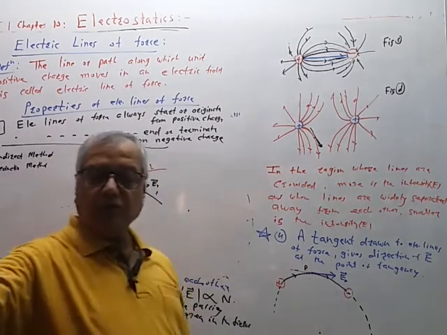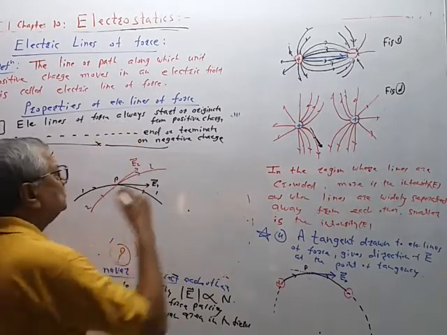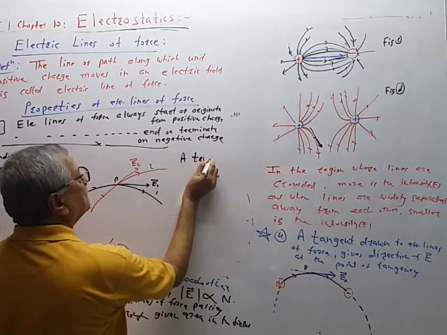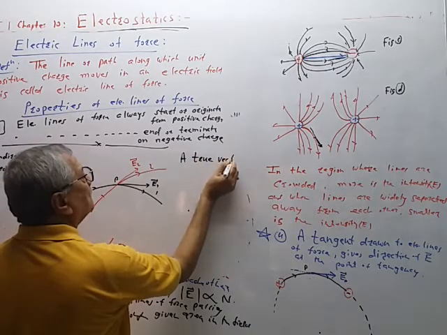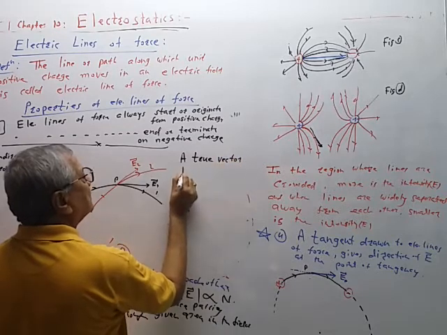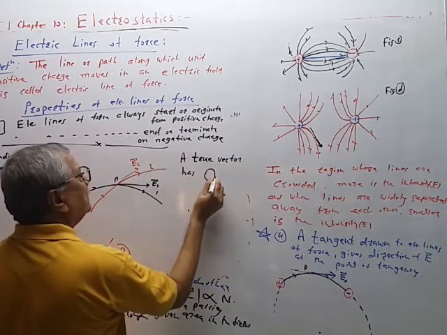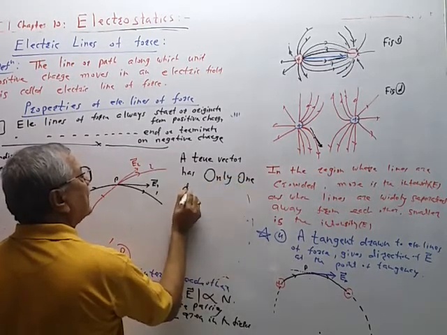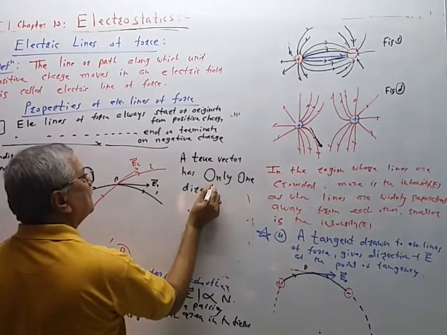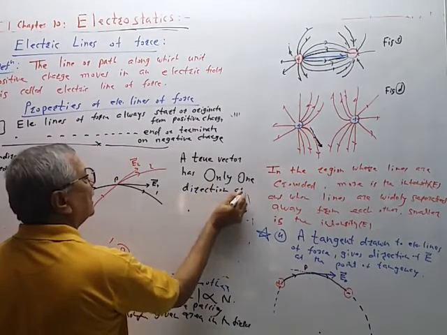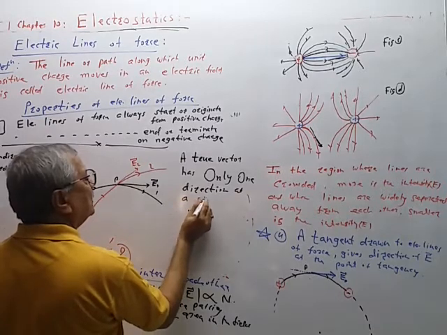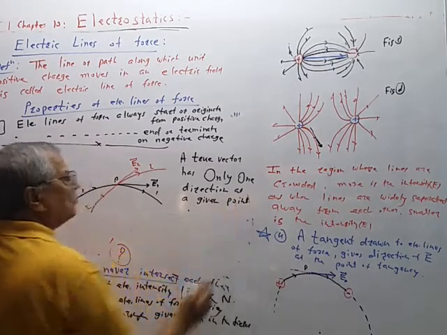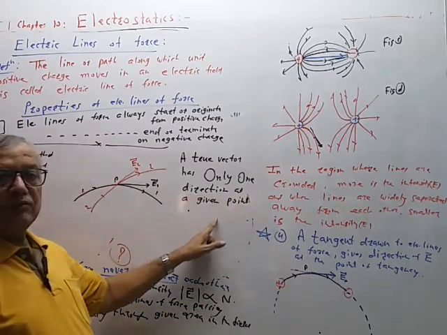So at a given point, what property are we using? A true vector has only one direction at a given point.